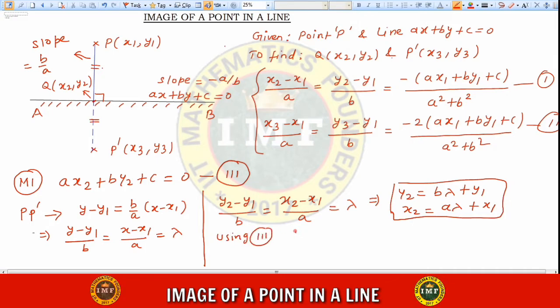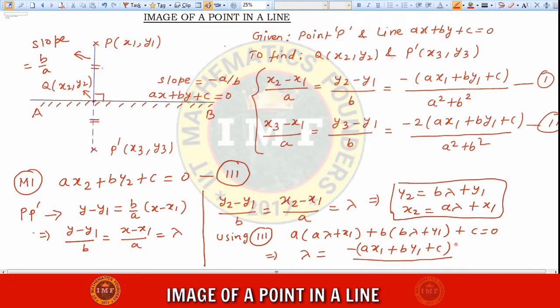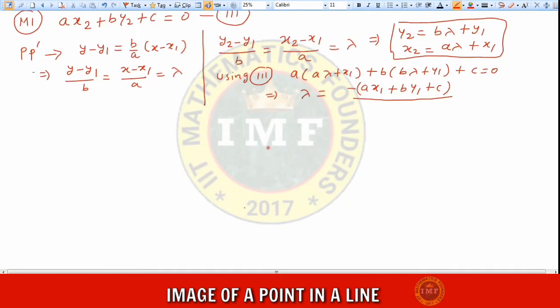So using 3 we get a times a lambda plus x1, plus b times b lambda plus y1, plus c is equal to 0. From here we have lambda is equal to minus of ax1 plus by1 plus c upon a square plus b square. This is a fixed value of lambda because I have taken x2, y2 as a fixed point, so this is a fixed value of lambda.